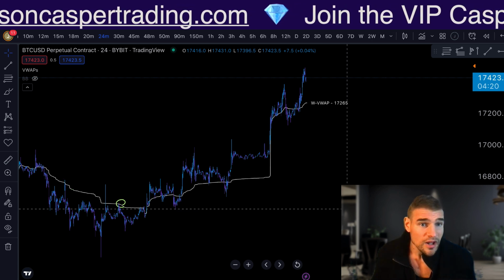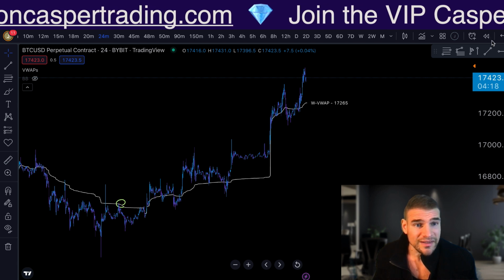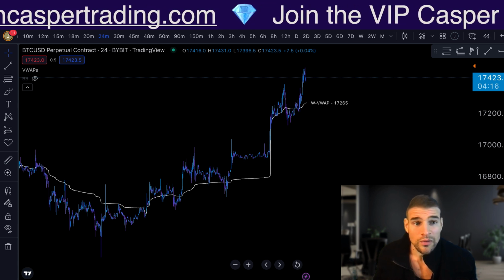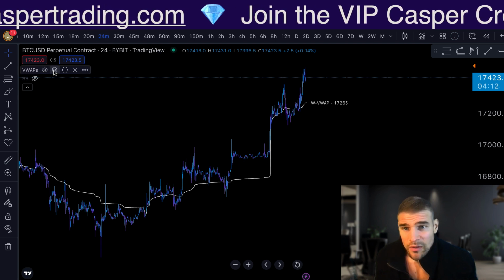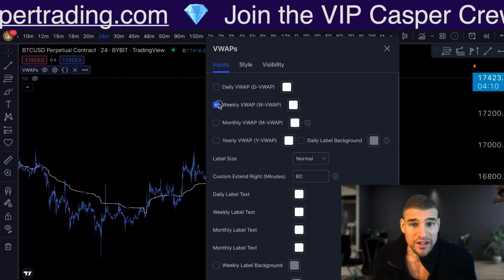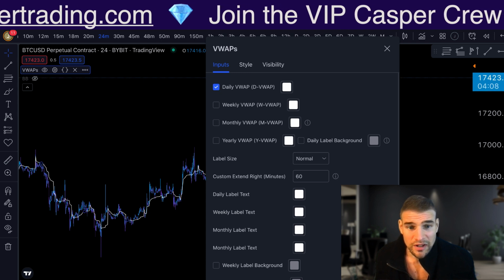The weekly VWAP, you can use this for more of day trades, a trade you would be looking to hold for 12 hours to maybe a day or two. The daily VWAP is something you would use for your day trading and your scalping. I'm going to go ahead and turn on the daily VWAP.